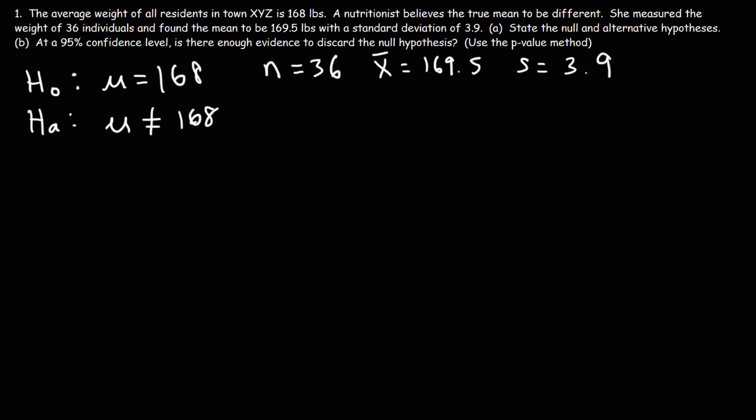Now the next thing we need to determine is the significance level. We have the confidence level. The confidence level is 95% or 0.95. The significance level is represented by the symbol alpha and is equal to 1 minus the confidence level. So 1 minus 0.95 is 0.05.